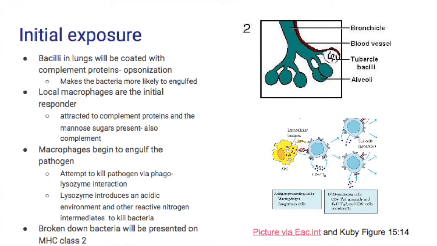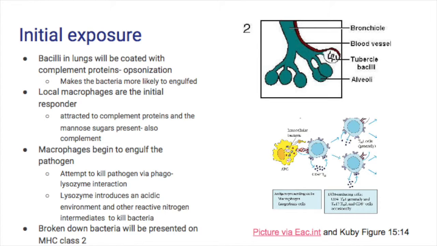The bacilli in the lungs will be coated with complement proteins, so with C3b and others, that increase the chances of them to be engulfed by macrophages. This happens to a lot of bacteria that enter the bloodstream. And then, yeah, those local macrophages, they are the initial responders. So they will engulf the pathogens as they recognize them as non-self. And we'll talk a little bit about that as well. But they are attracted to the complement proteins. They're attracted to the mannose sugars present on the bacteria, and they're going to begin to engulf them.